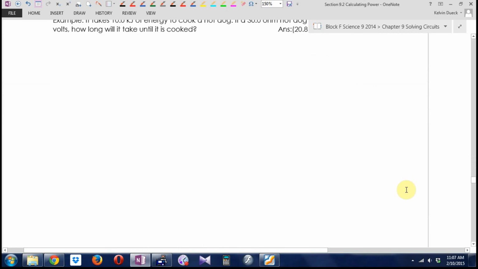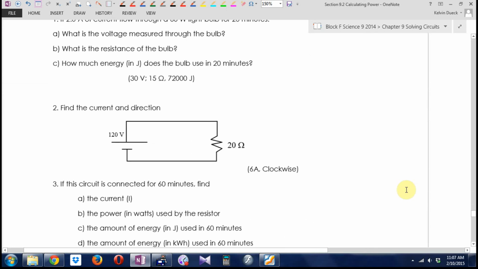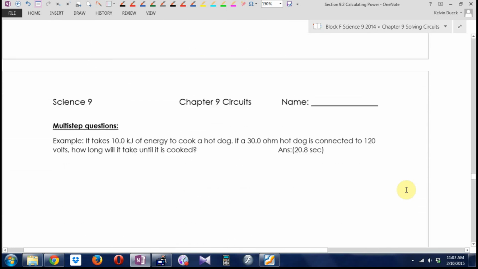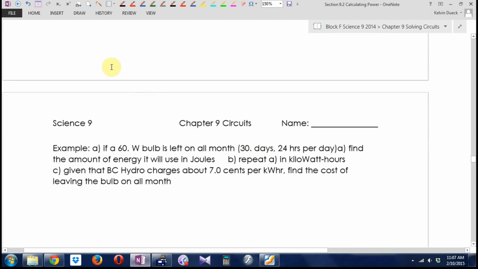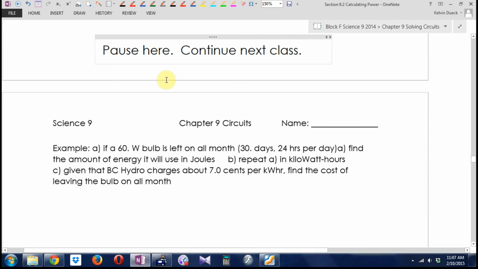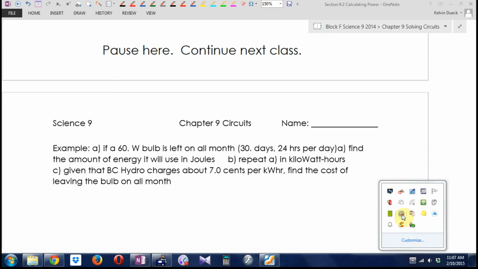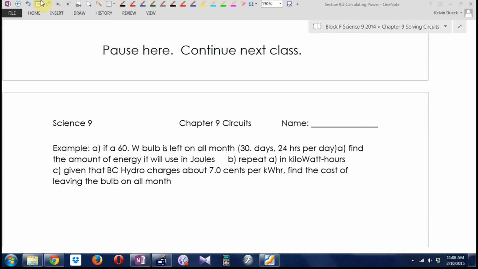How many more am I going to get through here? Multi-steps, and then I have homework. Okay, what have I got, 8 minutes left? Give me a second. There's about 7 minutes left.